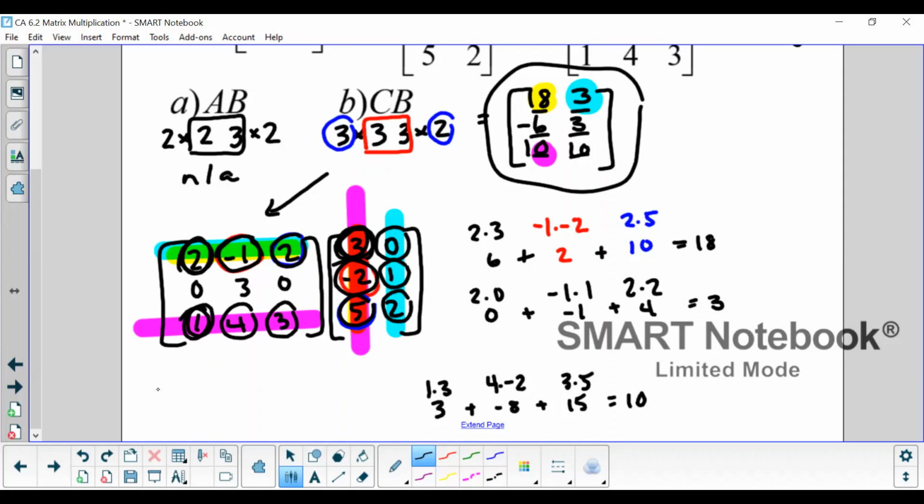So the first entries are 1 and 0, which is 0. The second entries are 4 and 1, which is 4. And the third entries are 3 and 2. Oh, I see my mistake. You see your mistake? I forgot to multiply. Okay. Does anybody else want me to work one of the numbers that they can't find their mistake?